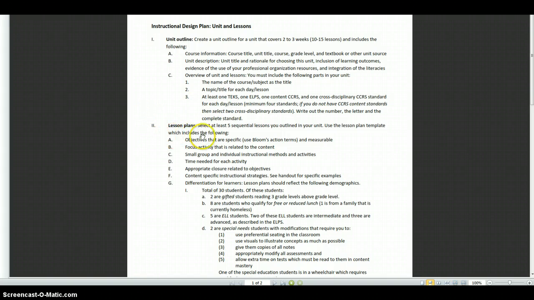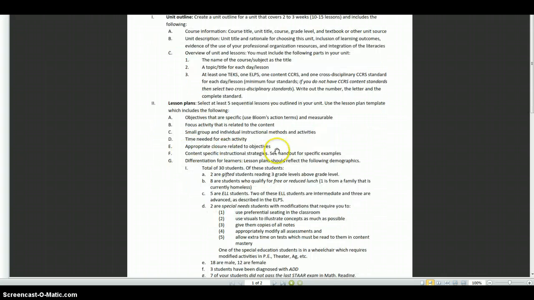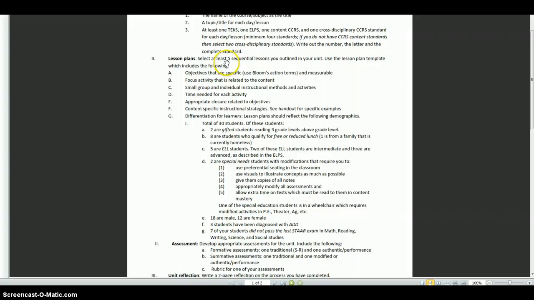After this language learner quiz section, we're moving into the lesson plans. So looking at this lesson plan section, and also this section 2 here has been made into a page in D2L with this exact same information that you're seeing on this document. Going down to section G, you've been given information on the kinds of students that are in your classroom that you're developing these lesson plans for. You've got 30 students, a couple gifted students, etc.